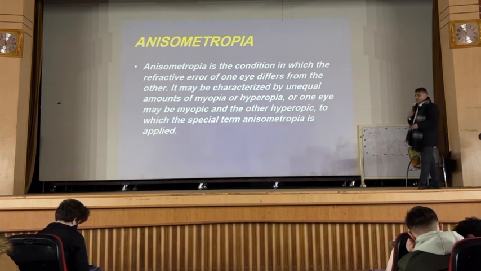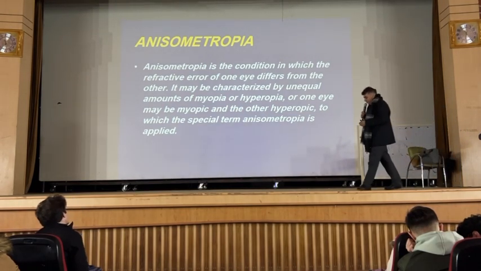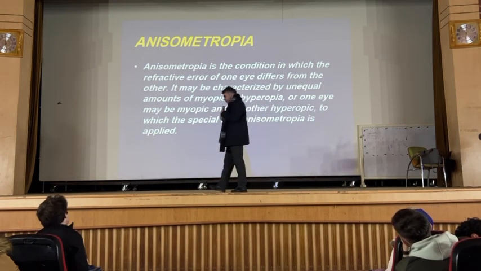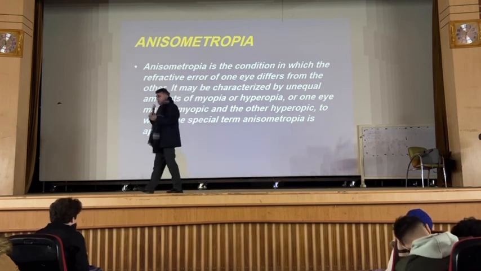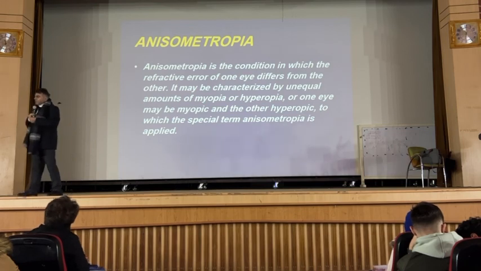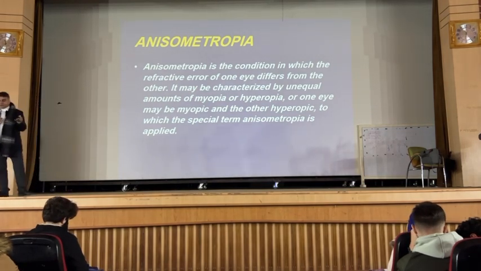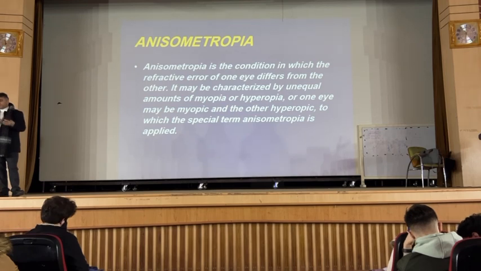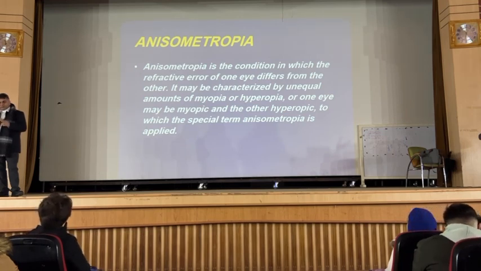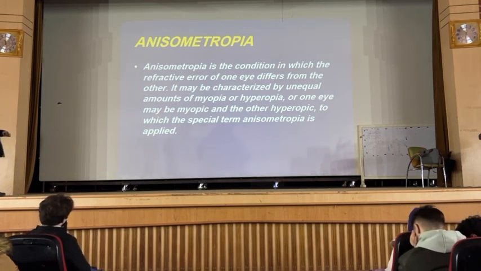We have another term which is anisometropia. Metropia means refractive state. Emmetropia is the normal refractive state. Ametropia is an abnormal refractive state. What are the types of ametropia? Three types: hypermetropia, myopia, astigmatism. So what is anisometropia?